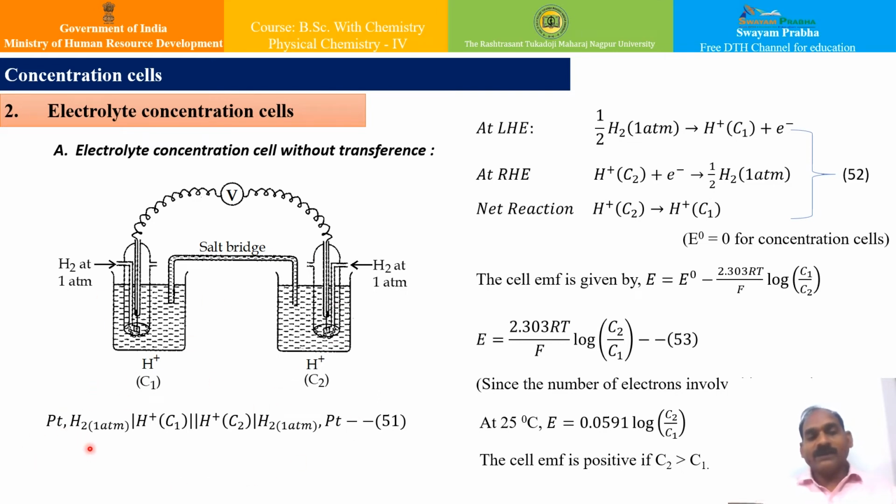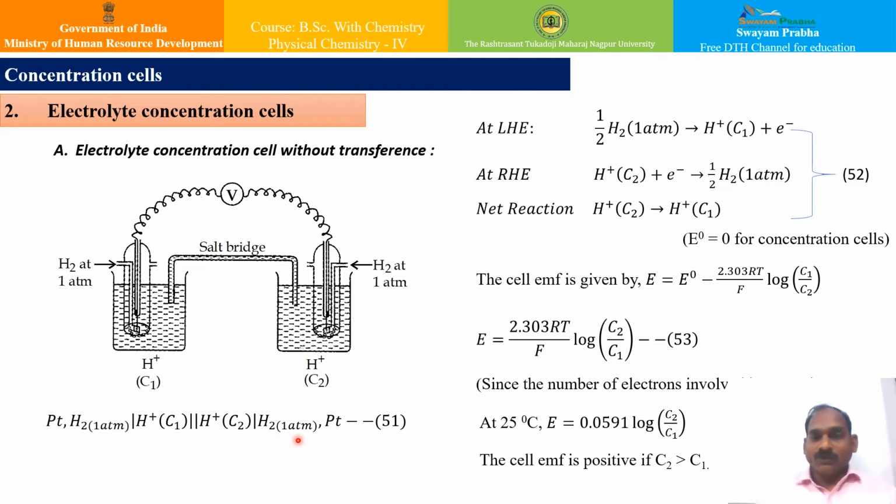That is platinum in contact with hydrogen at 1 atmosphere, which is in contact with hydrogen ion at one concentration, and which is connected through a salt bridge with the other hydrogen ion solution at a different concentration, in which the platinum electrode with hydrogen at the same pressure is dipped.